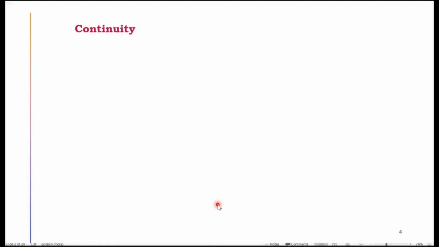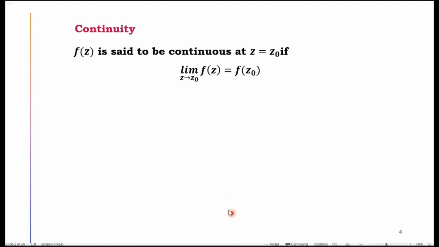Continuity also. The definition there was limit x tending to x naught, f of x is equal to f of x naught. Here we have limit z tending to z naught, f of z equal to f of z naught. The same definition we had for real numbers, we have for complex numbers also.